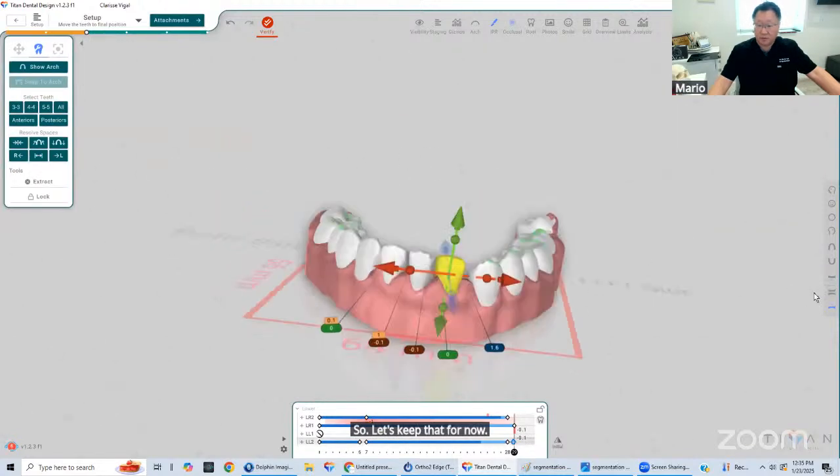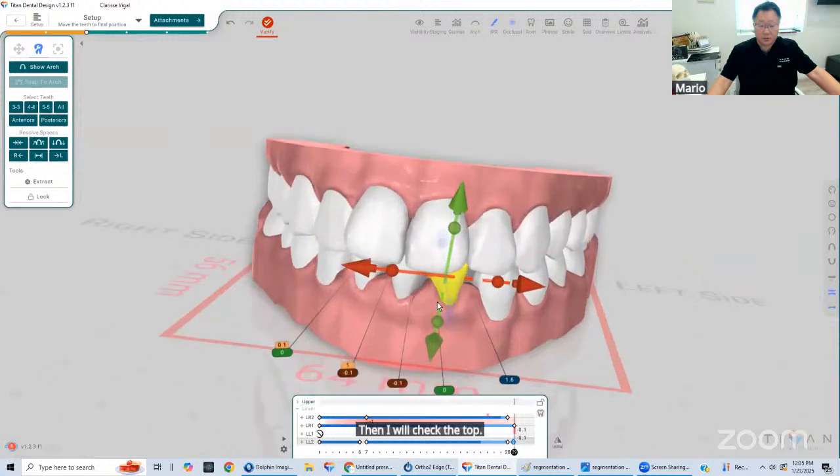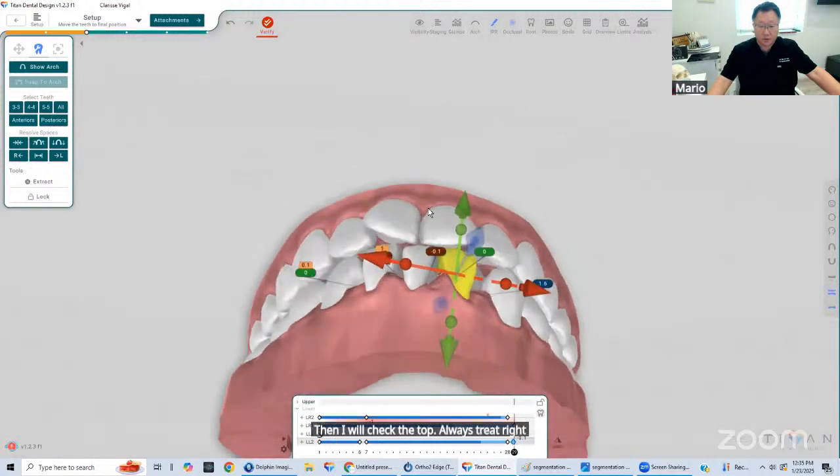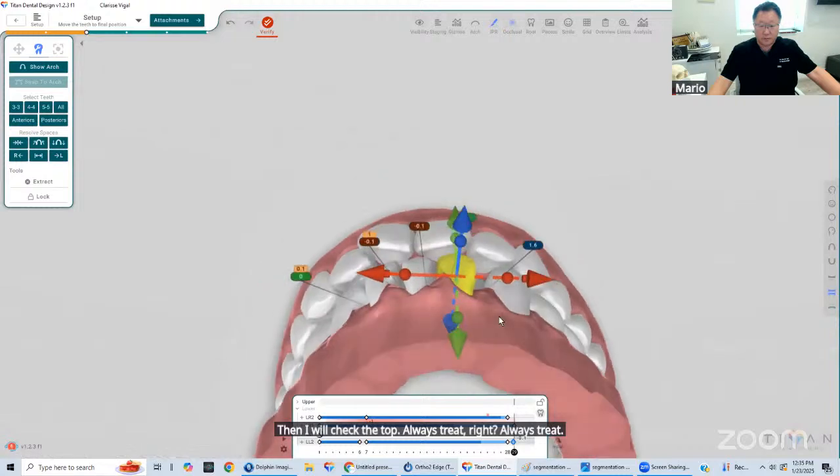Then I will check the top. Always treat, right? Always treat to the bottom.